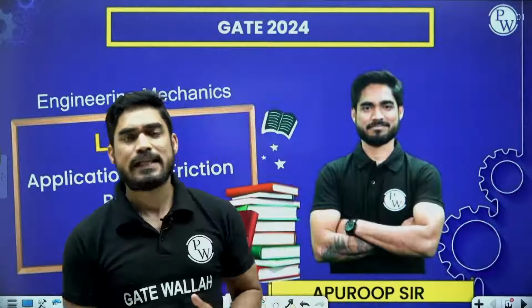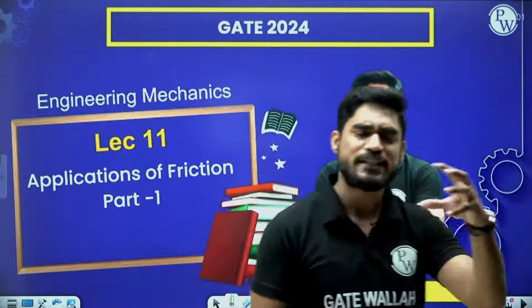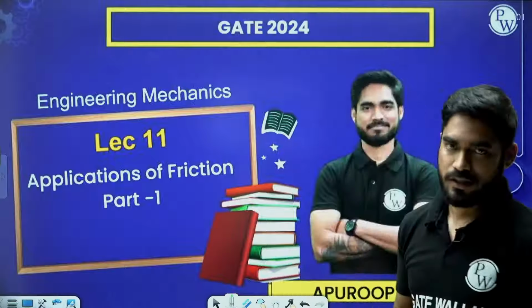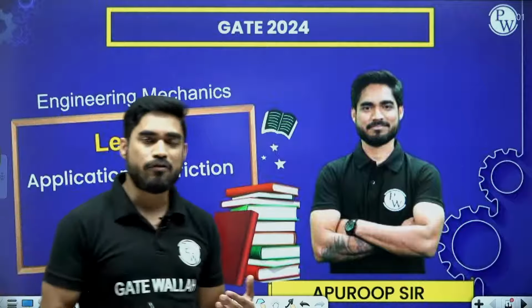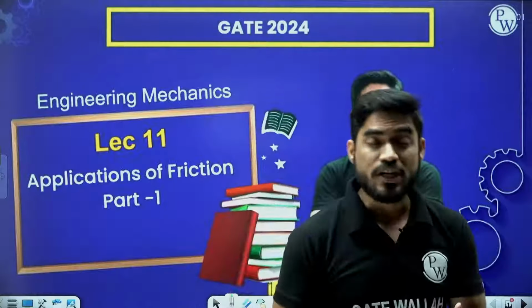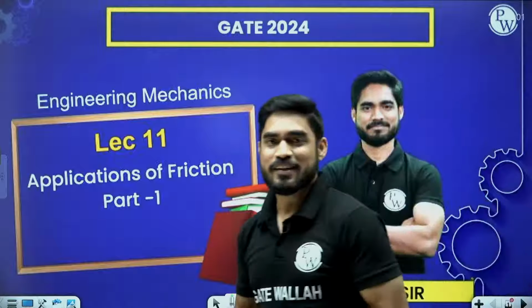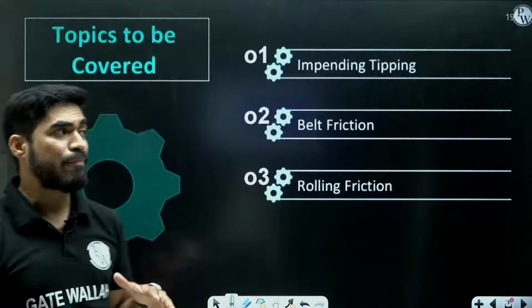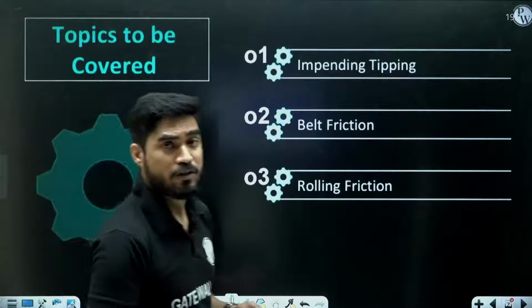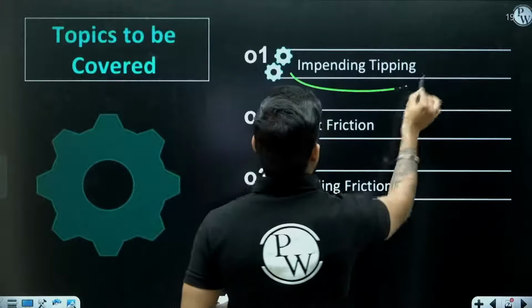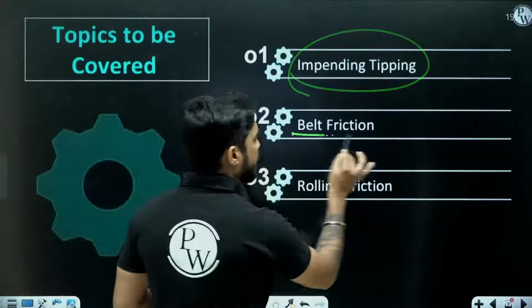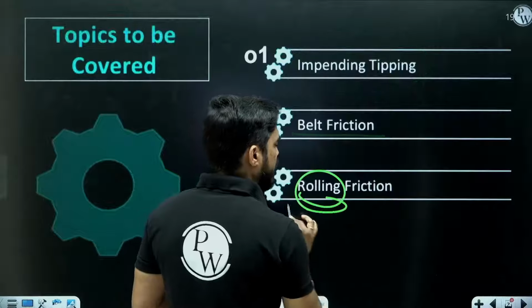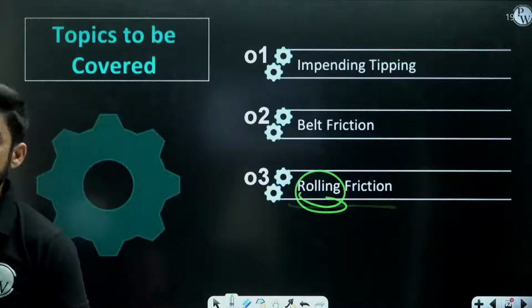And from this lecture, we are going to see different applications of the concept of friction. We will see the application of friction in belts. We will see the application of friction in wedges, in screw jacks, etc. But before we get into the application part, we need to cover a very important topic, and that is impending tipping. And then we will cover the application part in belts and in rolling. So let's see impending tipping, the concept of impending tipping.